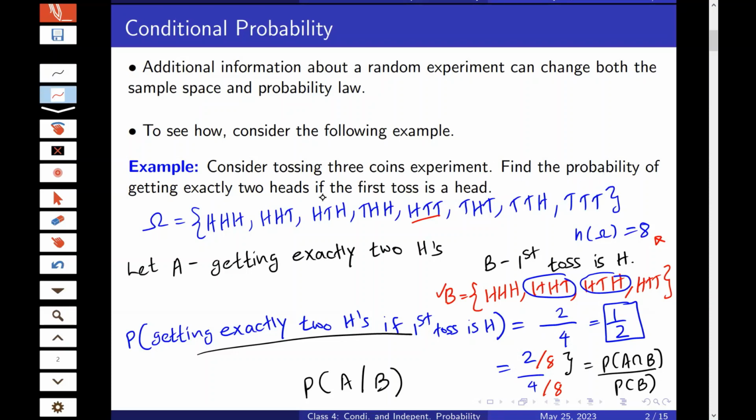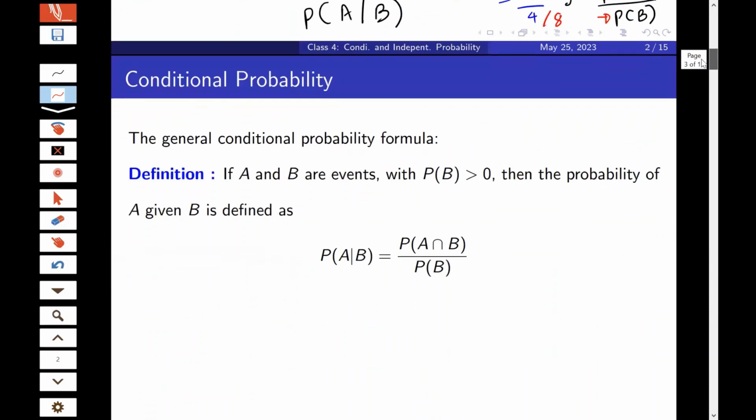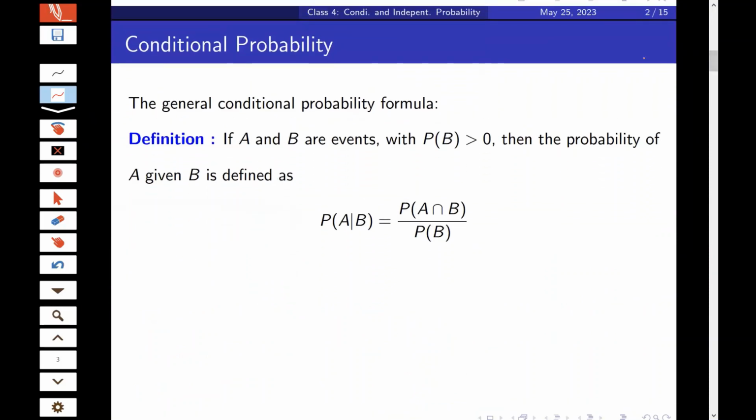The event related to the if part is in the second position, and when you're writing B here, the denominator is also B. So that's the idea of conditional probability. If we have extra information, then when you're finding the probability, it changes the sample space. Now let's define the conditional probability in a mathematical way. The general conditional probability formula is as follows: if A and B are two events with P(B) strictly greater than 0.